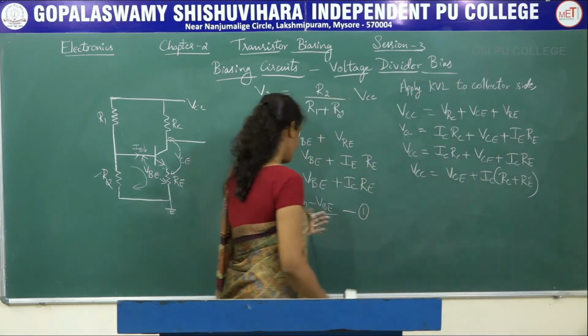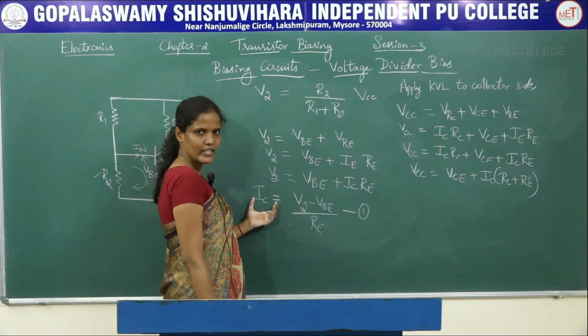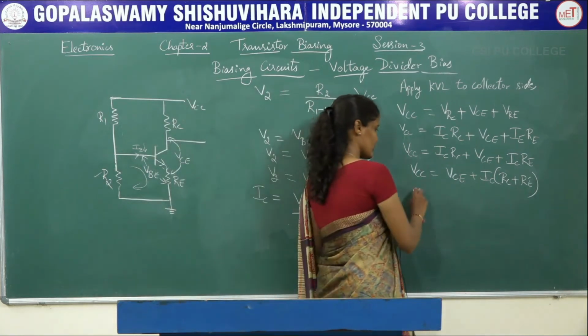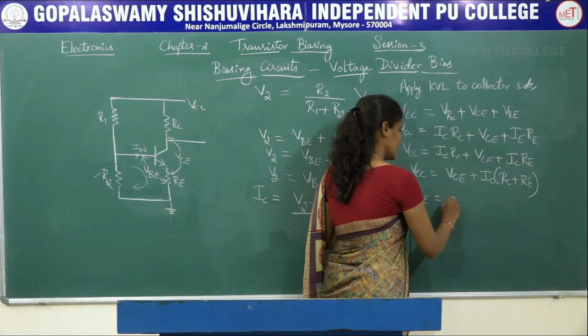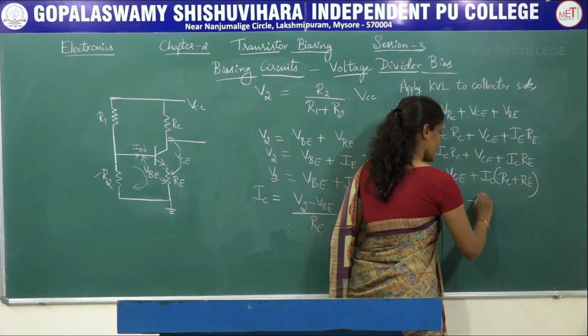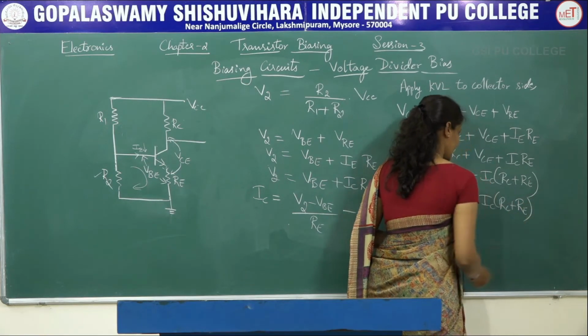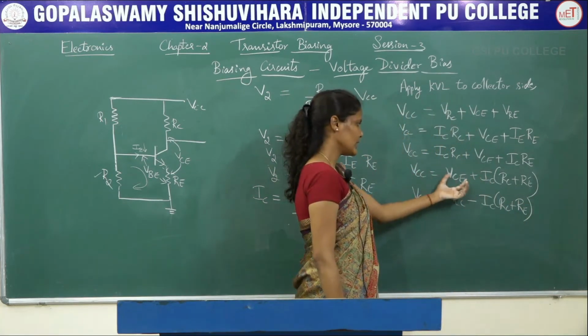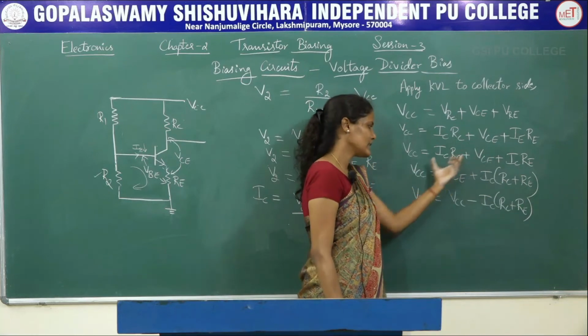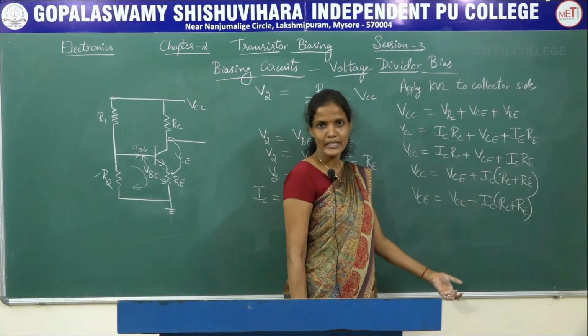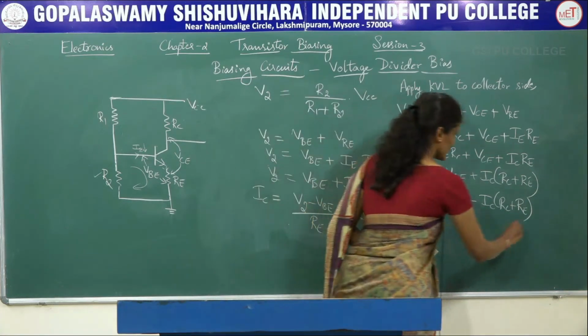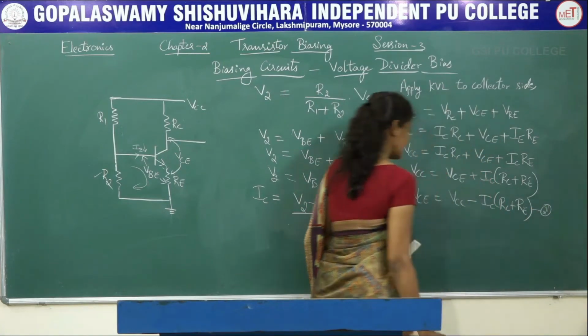Now I want the expression for VCE. IC we already have, now I need the VCE expression. So VCE equals VCC minus IC of RC plus RE. I hope you are getting this. VCE equals VCC minus this entire thing, that is IC of RC plus RE. So this is the expression for VCE.